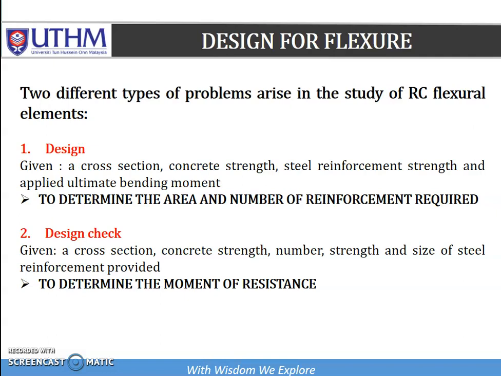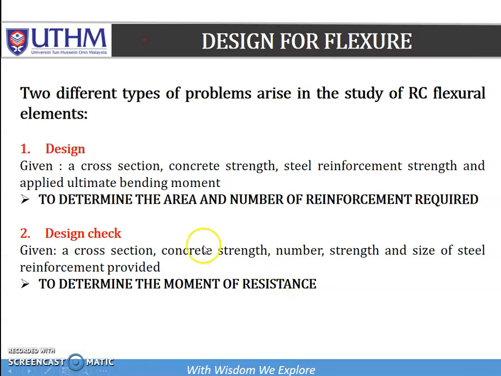Okay, so first of all, there were two cases. First, we want to design a beam, and second, we want to check the design. So for the first case, if we want to design a beam, the given information is the cross section, the concrete strength, the steel reinforcement strength, and also the applied ultimate bending moment. So in this question, we need to determine the area and the number of reinforcement required. So the answer will be three numbers of steel with a diameter of 20 mm, just as an example.